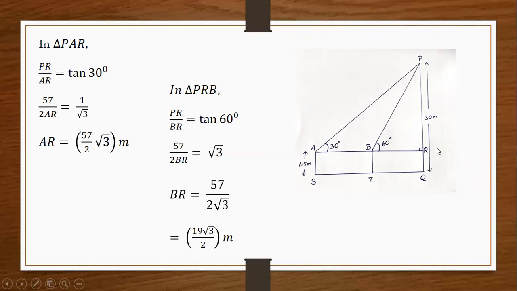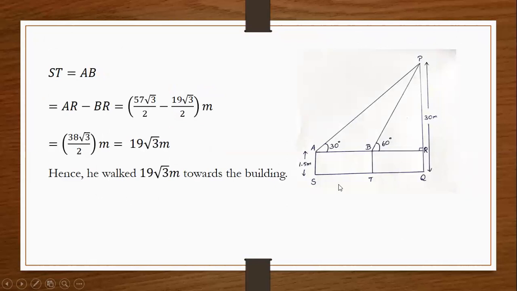So we got AR, we got BR also. Now we can find AB, and ST is going to be the same as AB only. So we will use that. ST is equal to AB, which is equal to AR minus BR. So when we substitute and solve it, we get the answer 19 root 3 meters. Hence, he walked 19 root 3 meters towards the building.